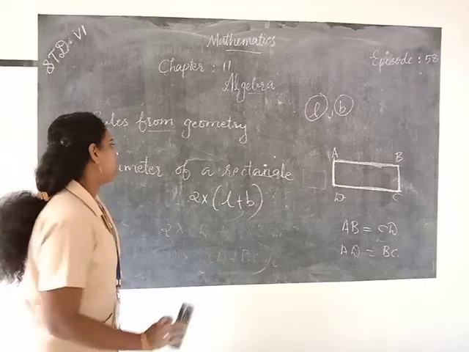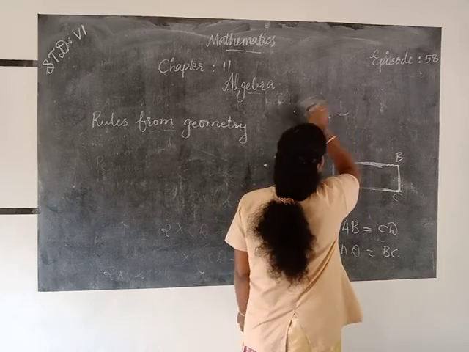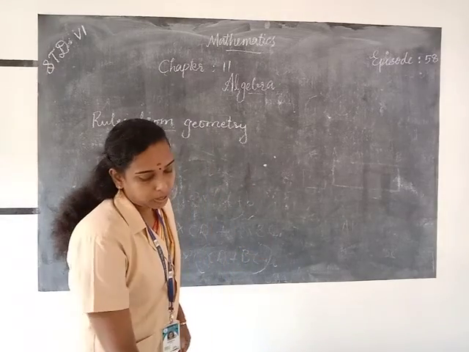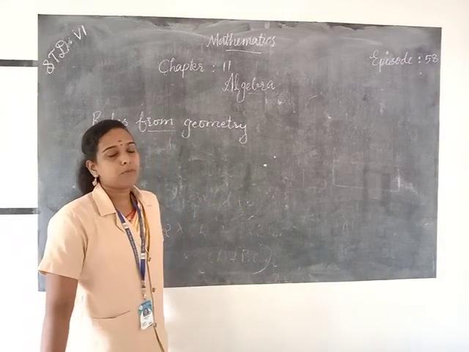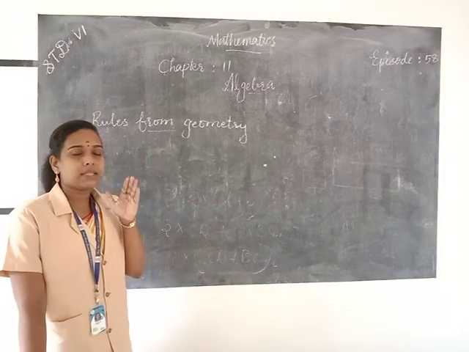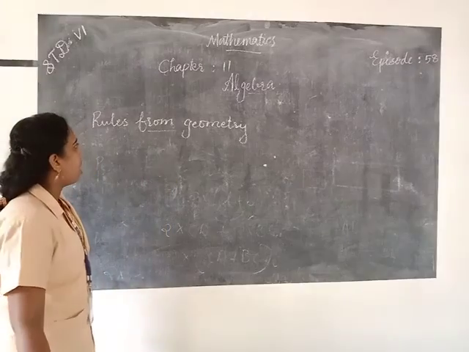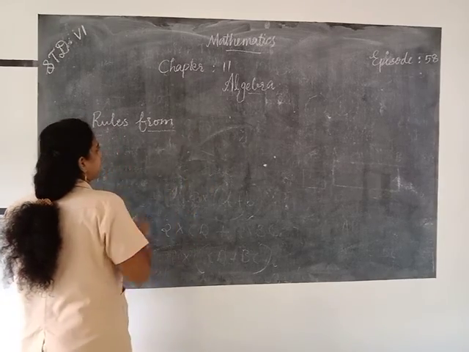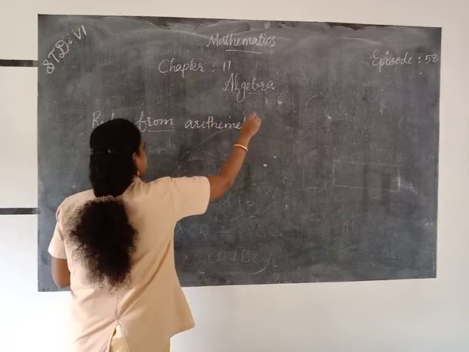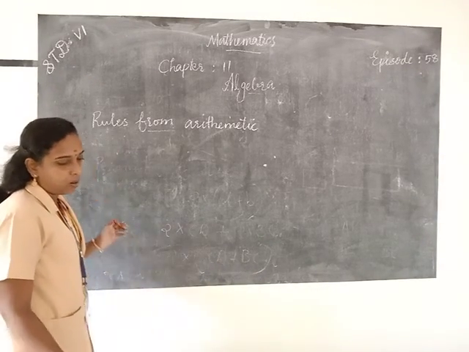rules from arithmetic. So arithmetic is the study of numbers, and we also study some common rules from arithmetic, that is commutative property, then distributive property, and etc. So we use variables to express such rules. So let's learn about that. Okay. So the first one is rules from arithmetic. So the first rule is commutativity of addition of two numbers.